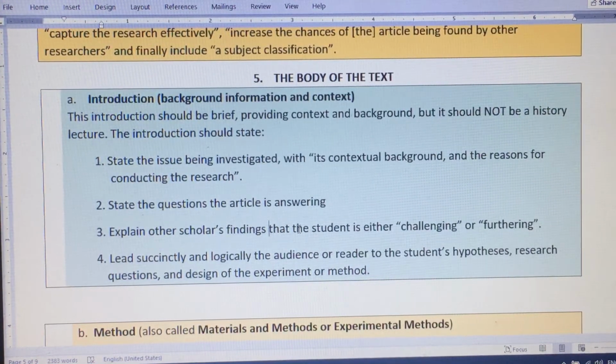And that is something I will talk about in the next segment of the recording. For now, I'm going to talk about only the introduction as part of the body of the text. But there are, of course, the others, like the method and the findings and the results and the conclusions, which I will talk about as part of the body of the text. But for now, I have covered only the introduction or the background information and context.